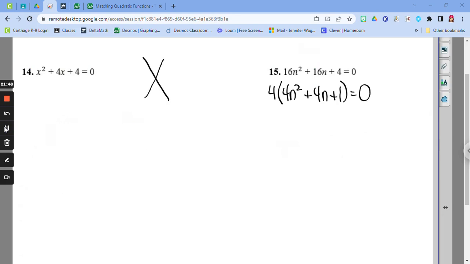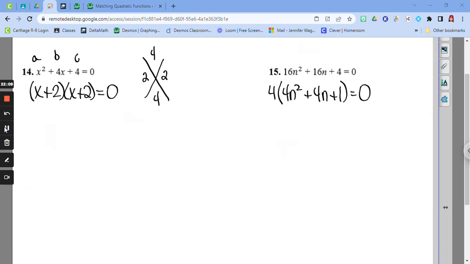So our A is 1, our B is 4, our C is 4. So 1 times 4 is 4. It's got to add up to 4. So that would be 2 plus 2 and 2 times 2. Since A is 1, I can do x plus 2, x plus 2.